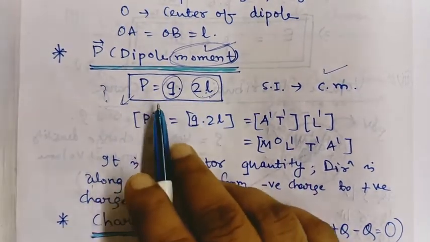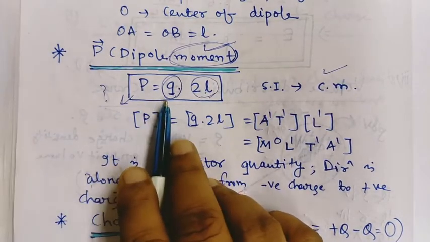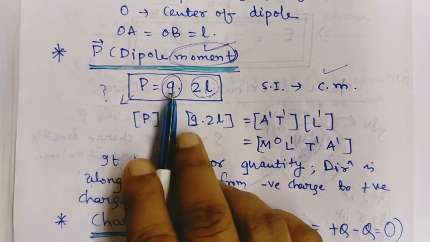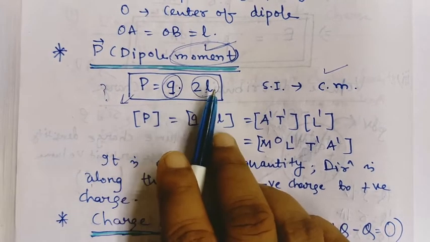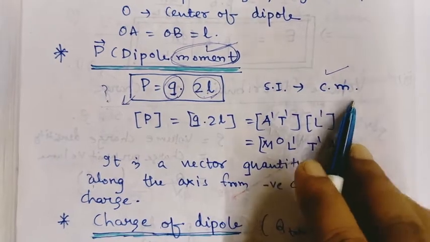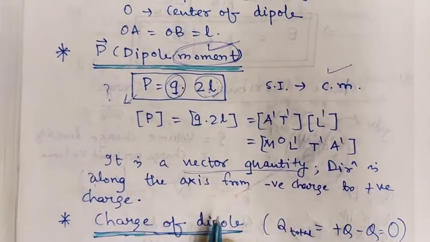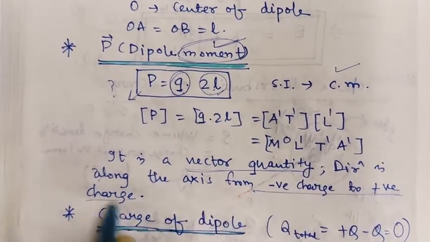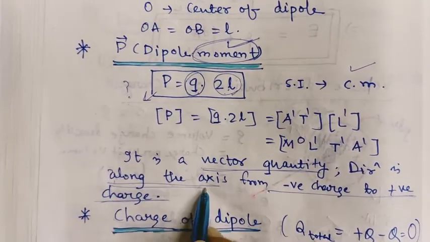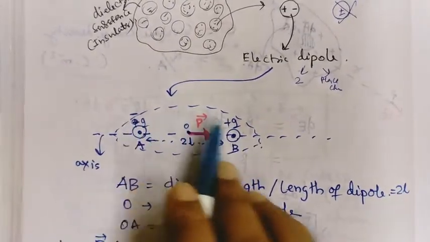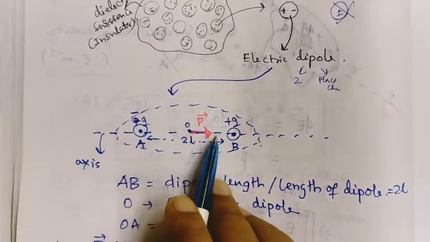Now you just have to remember: the dipole moment of an electric dipole is defined as the product of the charge of each pole of the dipole and the dipole length. Its SI unit is coulomb into meter, and it is a vector quantity. Its direction always goes from negative charge to positive charge along the axis. So you see the diagram, from negative charge to positive charge along the axis.